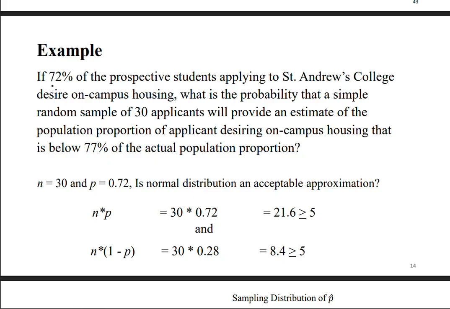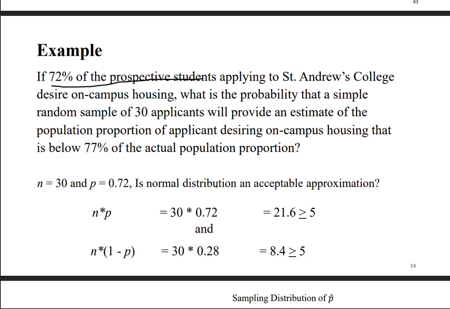If 72% of the prospective students applying to St. Andrews College desire on-campus housing, what is the probability that a simple random sample of 30 applicants will provide an estimate of the population proportion of applicants desiring on-campus housing that is below 77%, the actual population proportion?